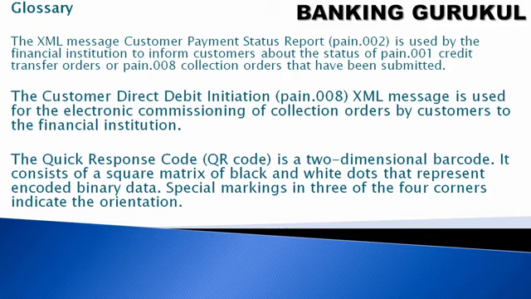The QR code, quick response code, is a two-dimensional barcode. It consists of a square matrix of black and white dots that represent encoded binary data. Special markings on 3 of the 4 corners indicate the orientation.